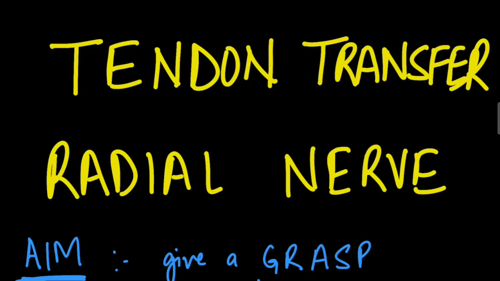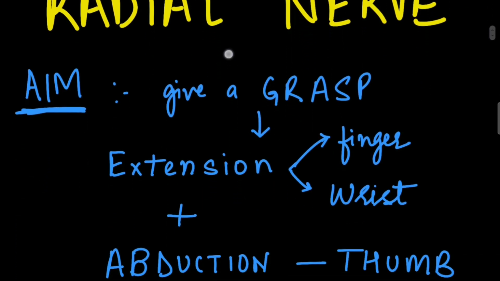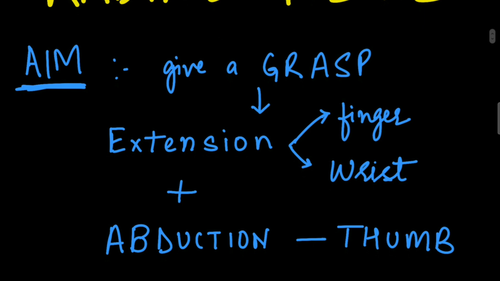Transfers in the radial nerve palsy. What are the deformities in radial palsy? They are the wrist drop, the finger drop, and the thumb drop. Now our aim in the tendon transfer for radial palsy is to give the patient a palmar grasp in order to lift something or hold something with their hands.